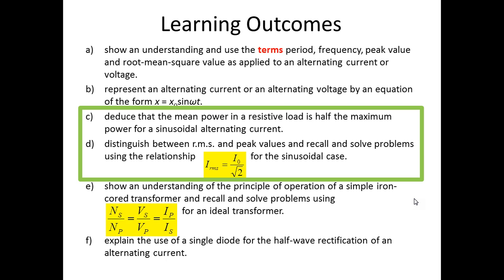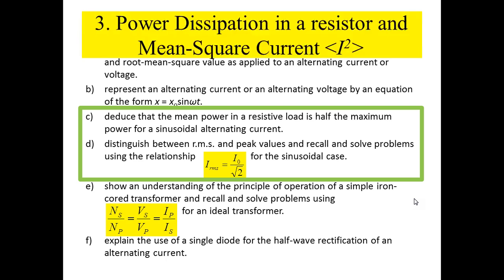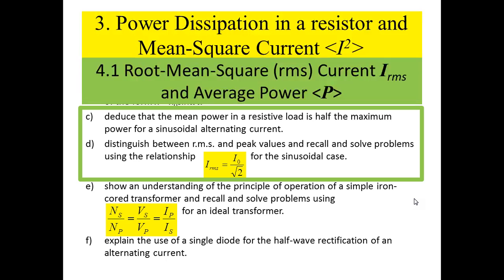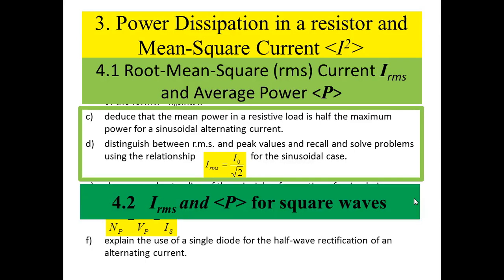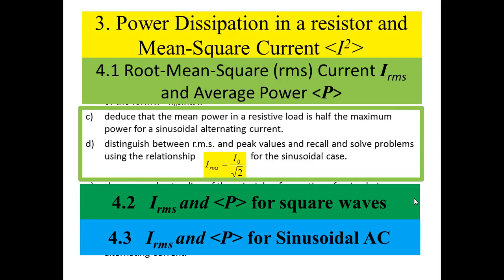I'll be splitting this part into also two videos. The first video I will cover what is the power dissipation in the resistor and the mean square current. Next, I'll talk about why we need a root mean square current. Next video, I will talk about the root mean square current and the mean power for square waves, and the root mean square current and the mean power for sinusoidal alternating current.